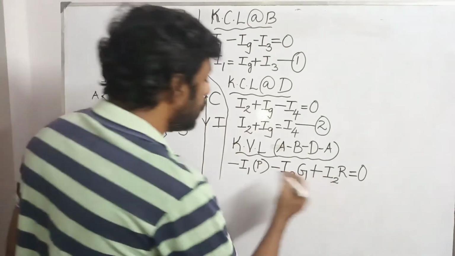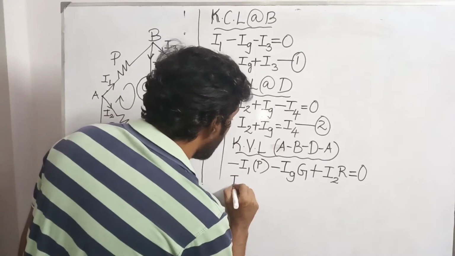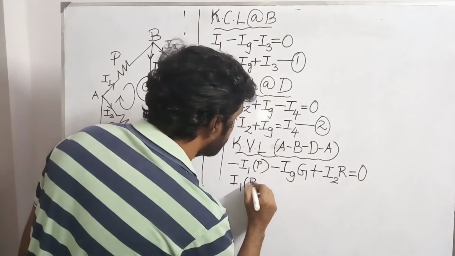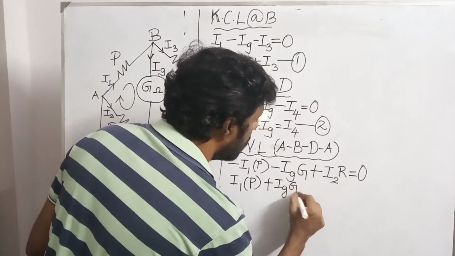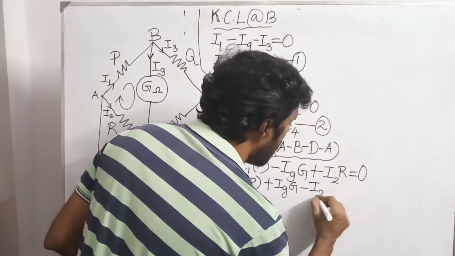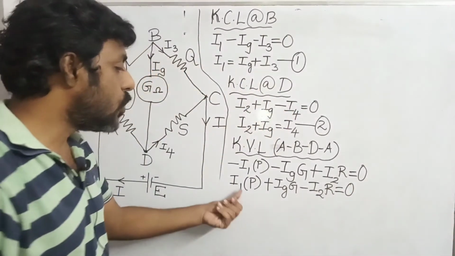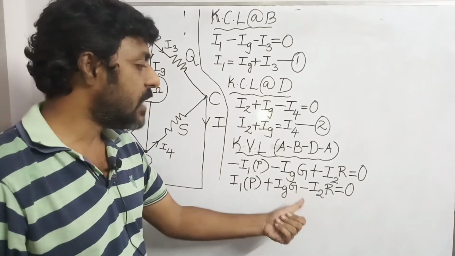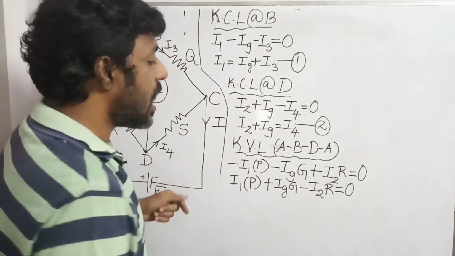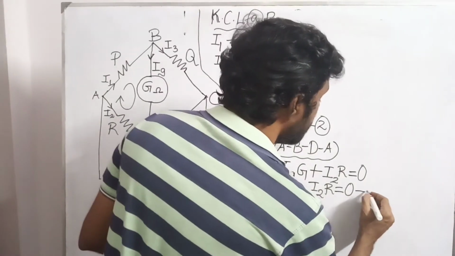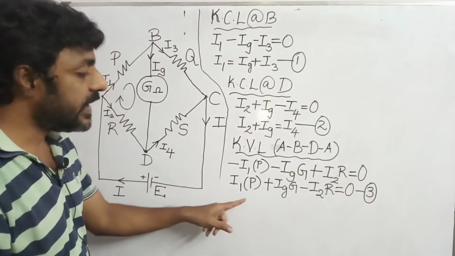Now what I need to do is change the signs. While changing the signs, what will happen? I1 into P plus Ig into G minus I2 into R will be equal to 0. I1 into P plus Ig into G minus I2 into R equal to 0. So I am going to mark this equation as equation number 3. This is equation number 3.